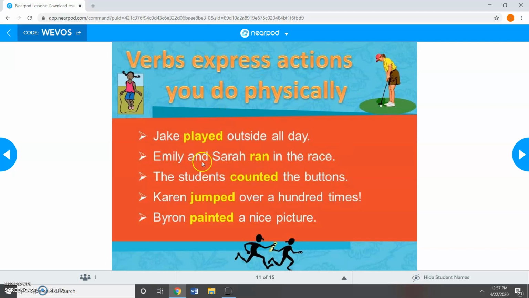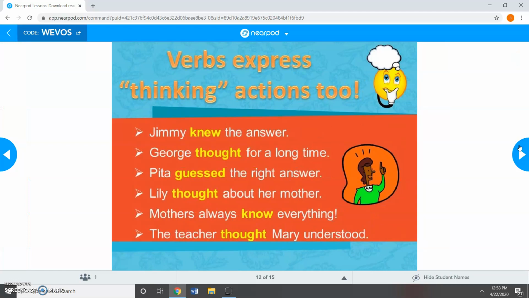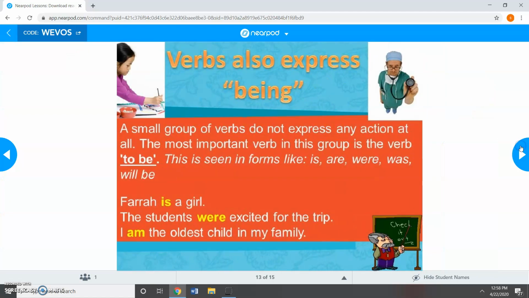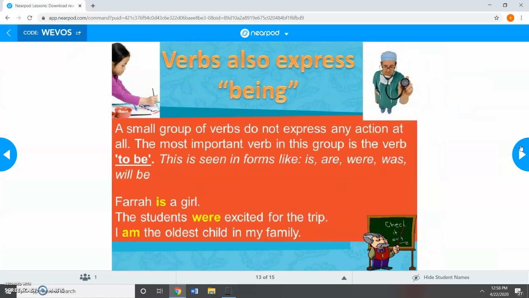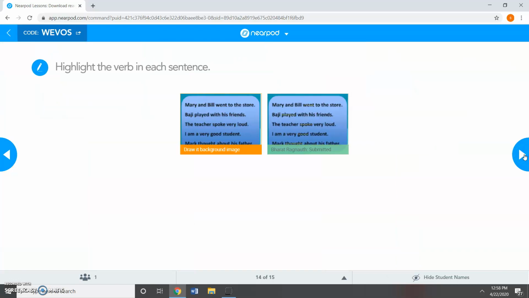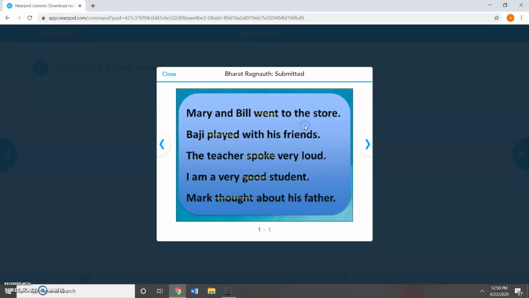And then here we see sentences. They have highlighted the verbs. Again, another set of verbs. Another type of verb here as well. Okay, so then over here, we can see how he was assessed. So now I know that he actually does truly know what a verb is.